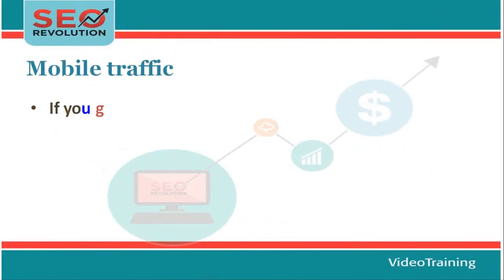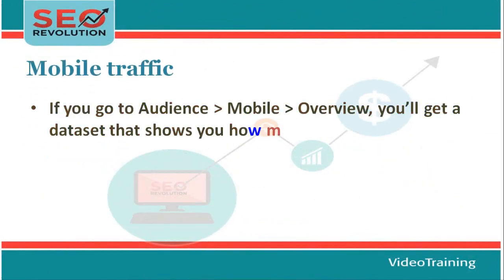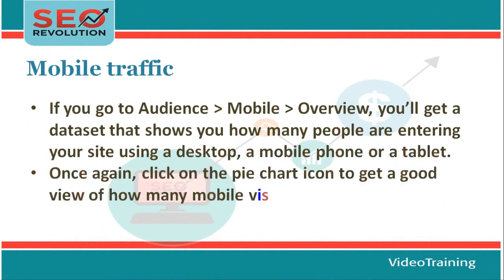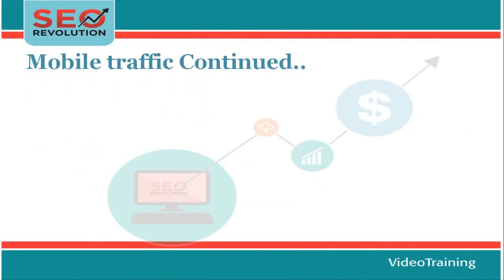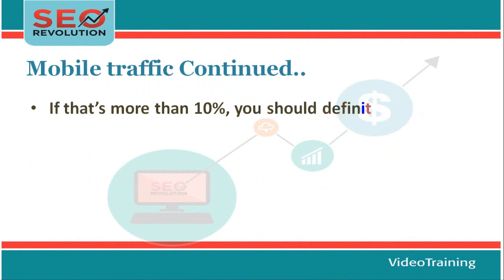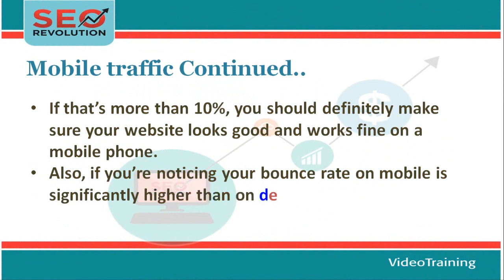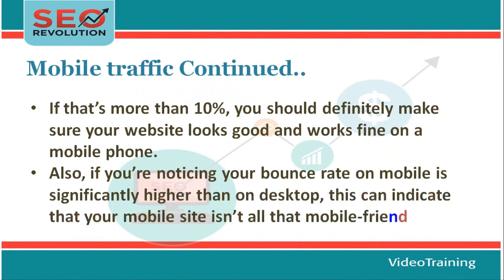Mobile traffic. If you go to Audience, Mobile, Overview, you will get a data set that shows how many people are entering your site using a desktop, a mobile phone, or a tablet. Once again, click on the pie chart icon to get a good view of how many mobile visitors you have. If that's more than 10%, you should definitely make sure your website looks good and works fine on a mobile phone. Also, if you're noticing your bounce rate on mobile is significantly higher than on desktop, this can indicate that your mobile site isn't all that mobile friendly.